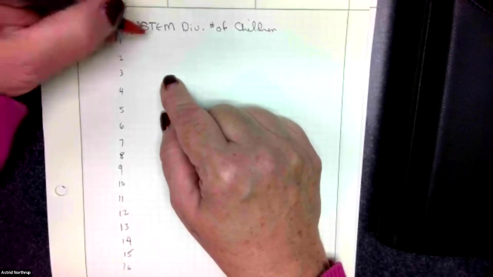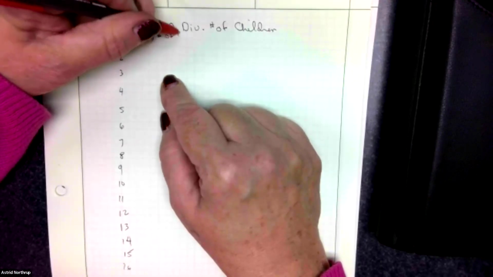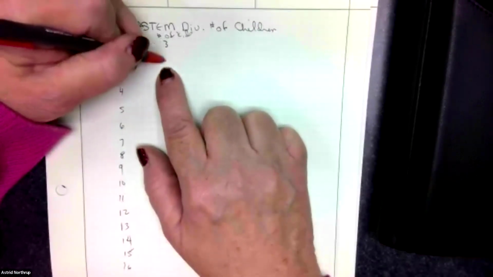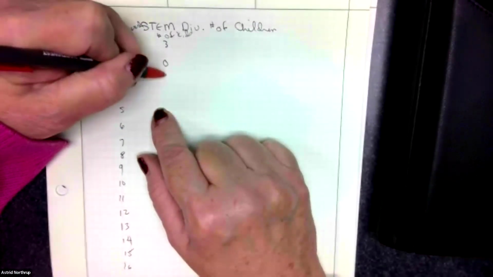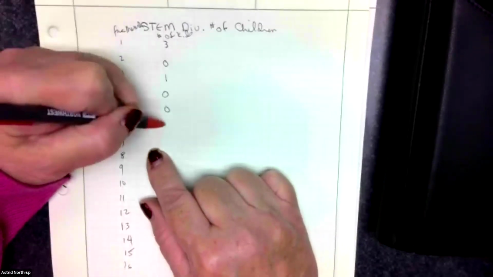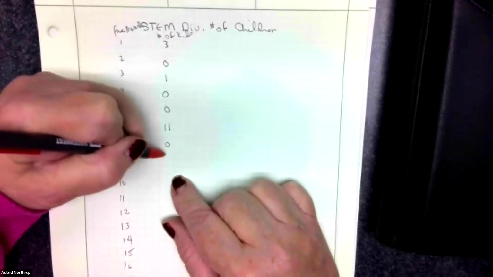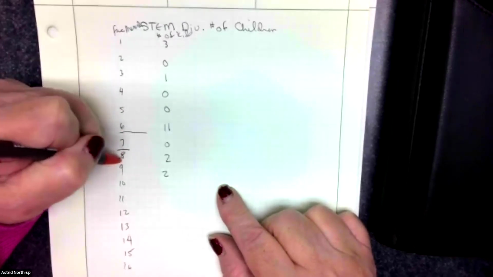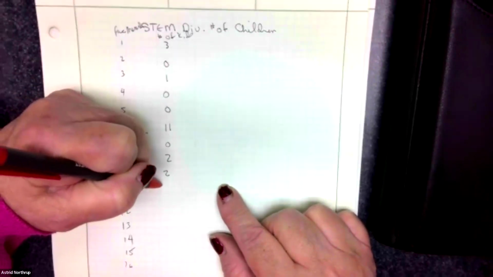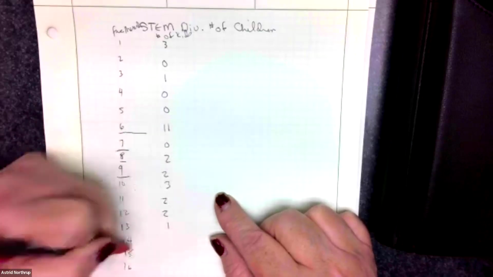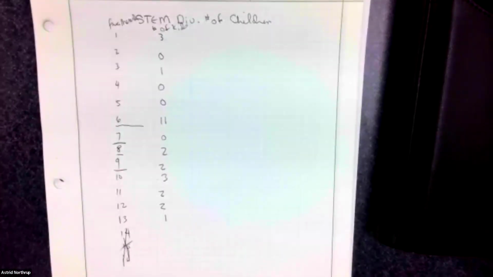And then the number of children that they have. We have somebody who has 3 children, 0 children, 1 child, 0 children, 0 children, 11 children, 0 children, 2 children, 2 children, 3 children, 2 children, 2 children, and 1 child. So there are 13 people in this data set. I included some people who aren't really there.